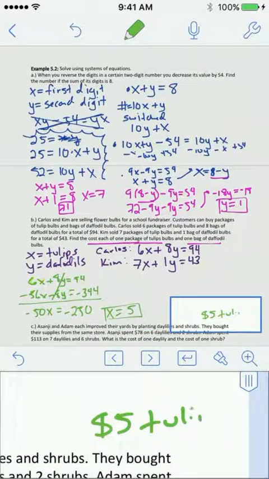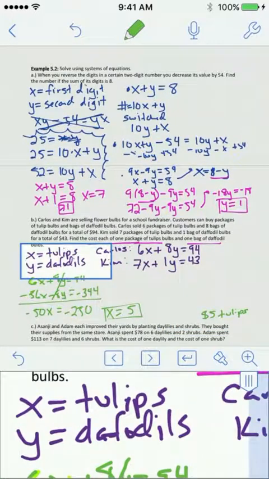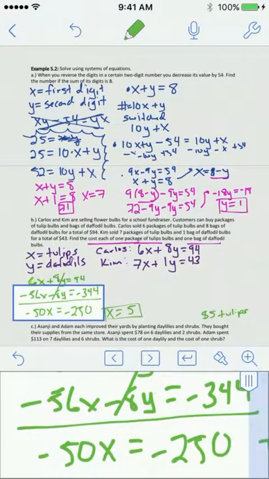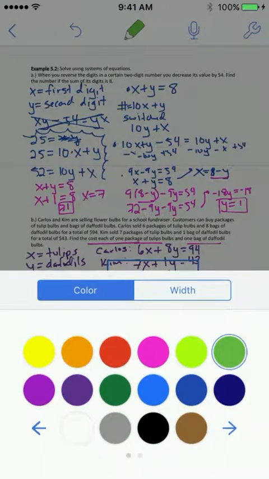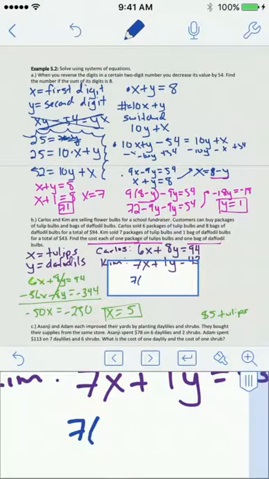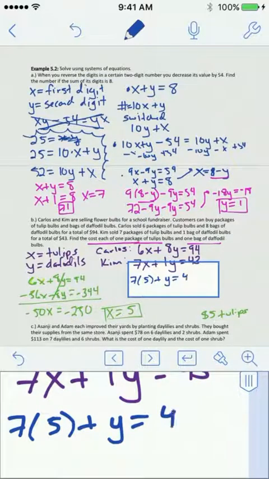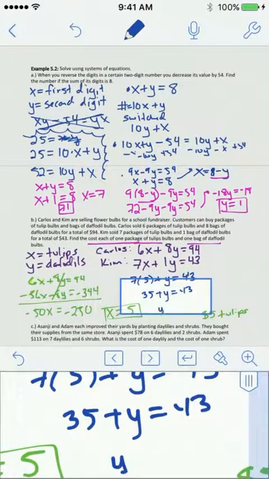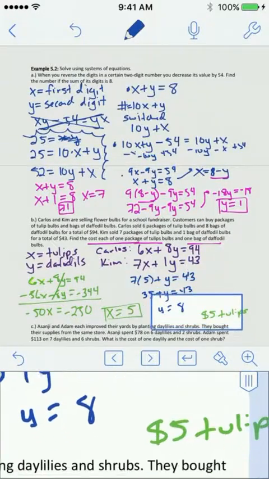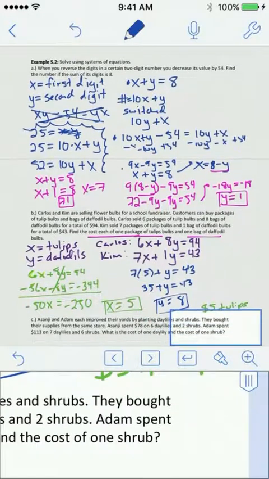$5 for tulips. And how are we going to find how many dollars for daffodils? Well, we can plug it back into either one of these equations, or even that big one we just created. But why don't we go ahead and do the second one, just because it's got that 1 by. So 7 times 5, now we know x is equal to 5, plus y is equal to 43. And so 35 plus y is equal to 43, subtract, y is equal to 8. Looks like $8 for daffodils.